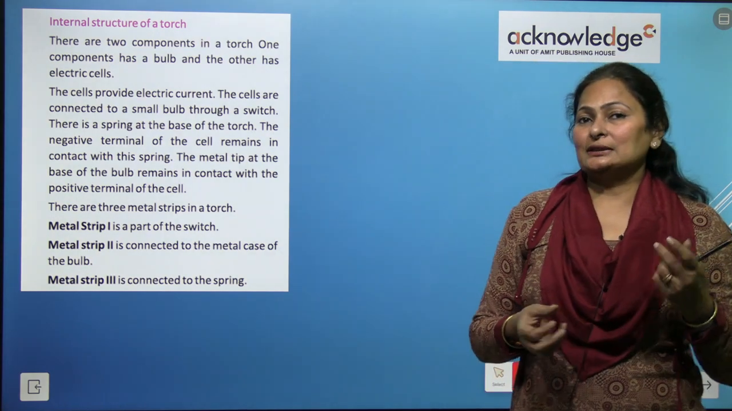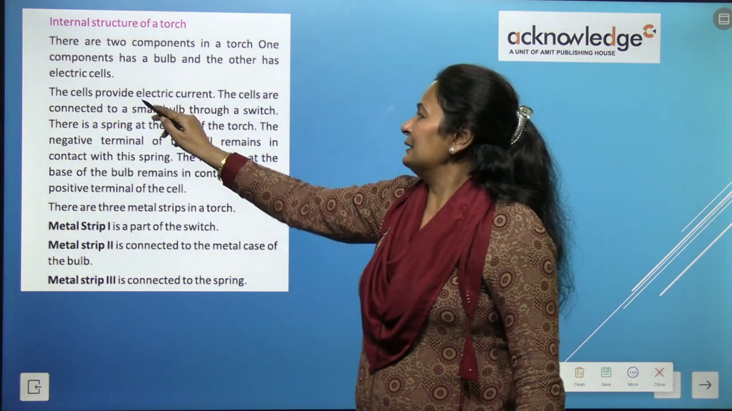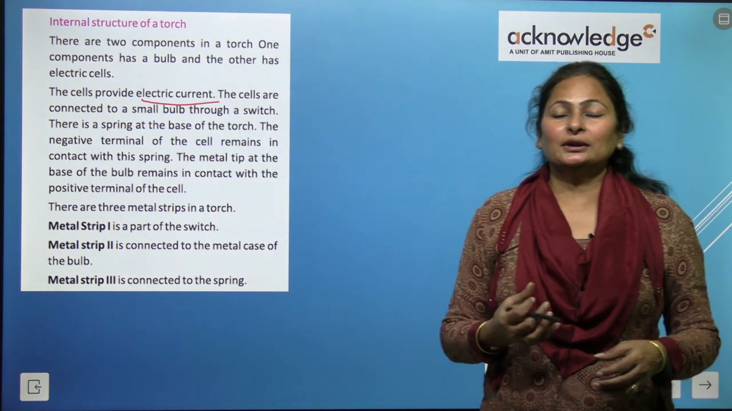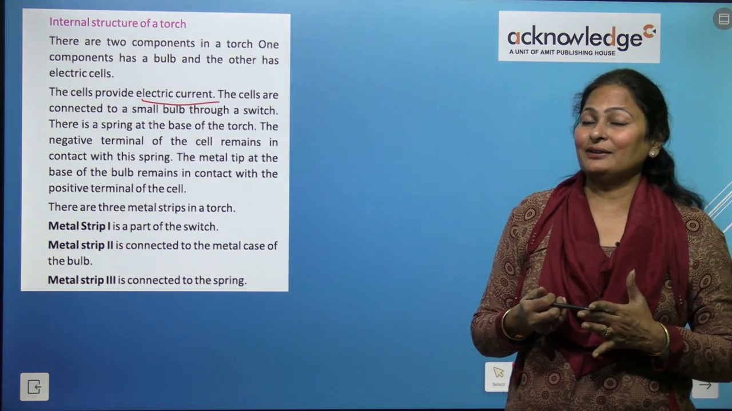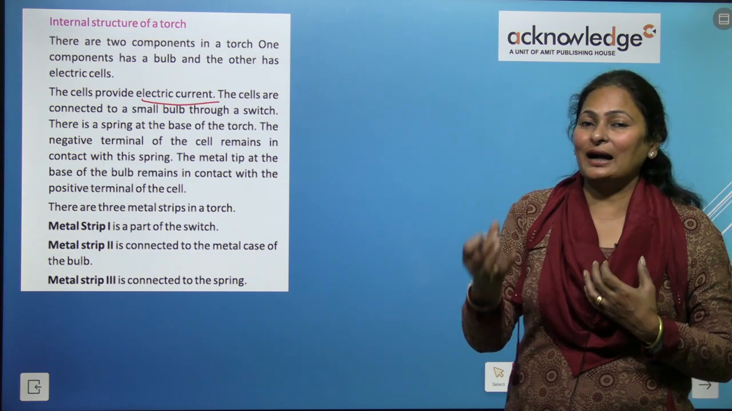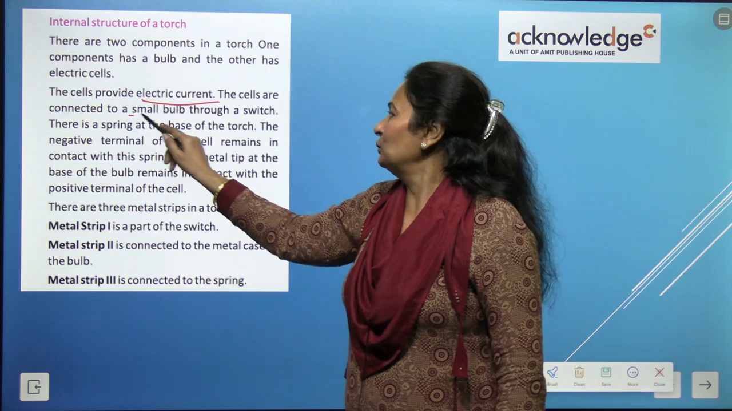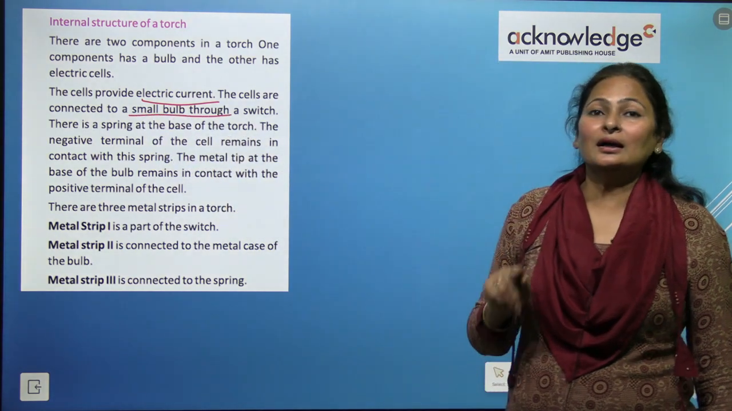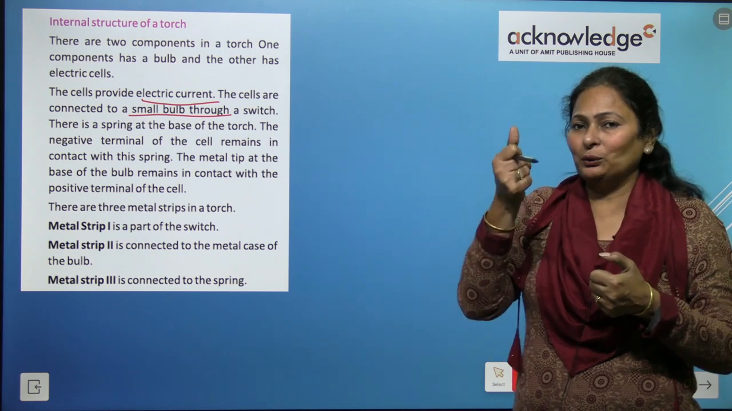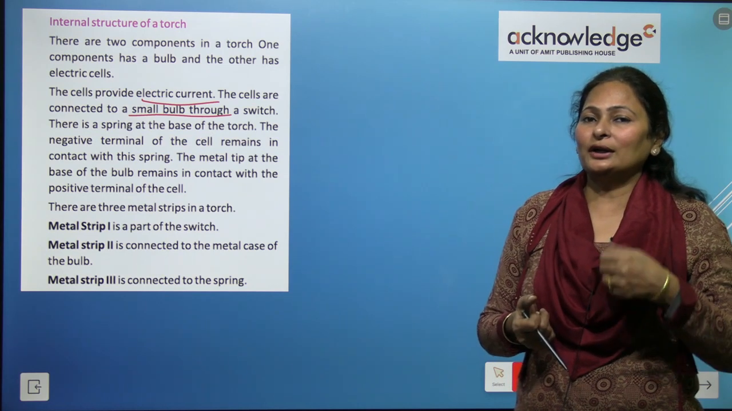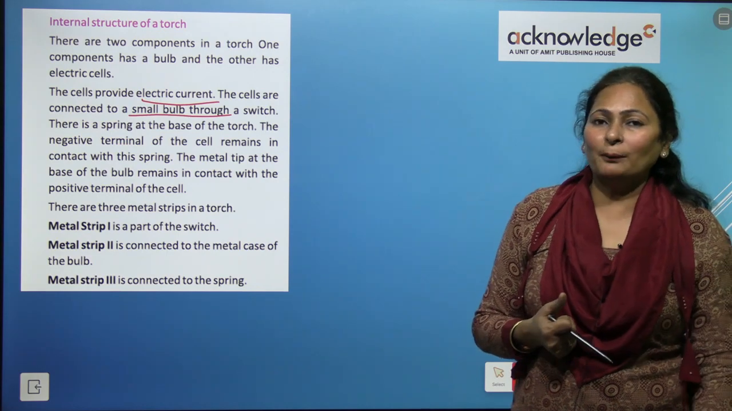So the torch is a mobile device, and the cell provides electric current to the torch, right? Current is very important. Electricity is very important to make it glow. This is the artificial source of light, right? So the cells are connected to a small bulb through a switch. You all must have seen the switch in the torch. When you switch on the torch, it will start glowing. When you switch off, it will stop glowing.